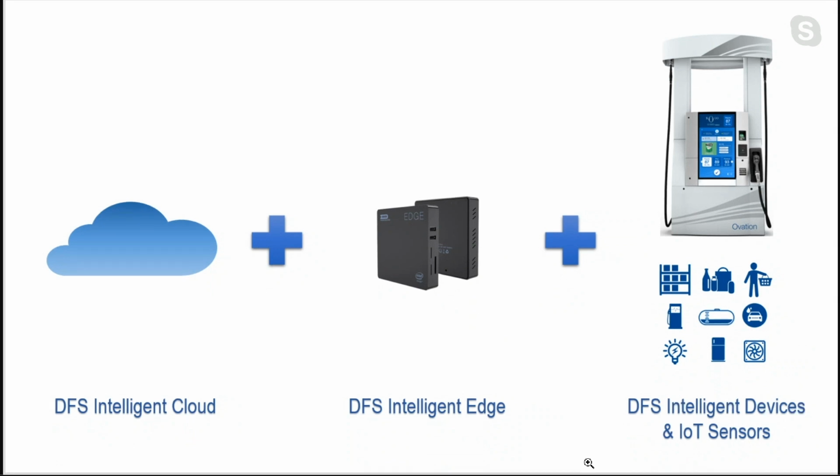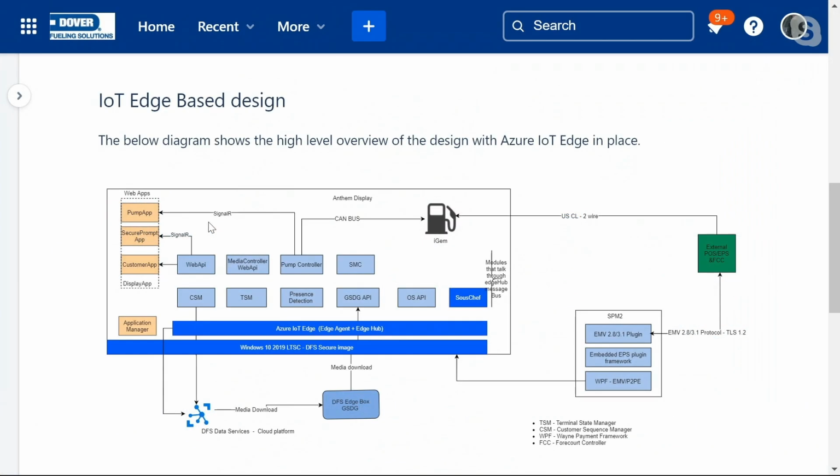So the way that we did that is we actually went to an IoT edge-based design. We created multiple web apps that you see here on the left, one for showing what's happening with the actual pumping of the fuel, one for handling any secure prompts that we may have to ask you about your credit card itself or your debit card. We had a customer app which was responsible for driving the customer experience.